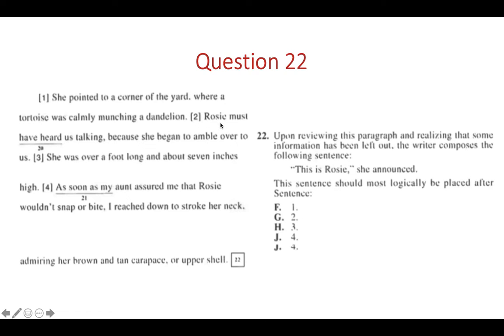Because we don't want to say Rosie must have heard us talking, because who's Rosie, right? Like, we have no idea. Is Rosie a girl? Is Rosie an old lady? Like, no, Rosie's a tortoise. So she pointed to a corner of the yard where a tortoise was calmly munching a dandelion, and then we have to have that introduction of this tortoise is Rosie. Otherwise, the rest of it doesn't make sense. So it has to be placed after sentence 1 so that for the rest of the paragraph we know who Rosie is, that Rosie is a tortoise.